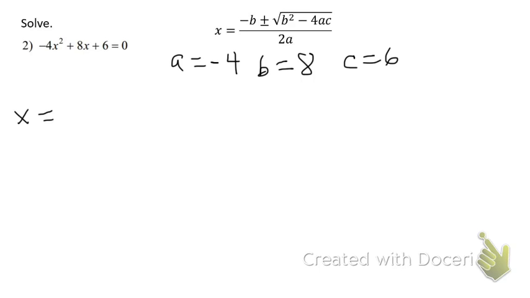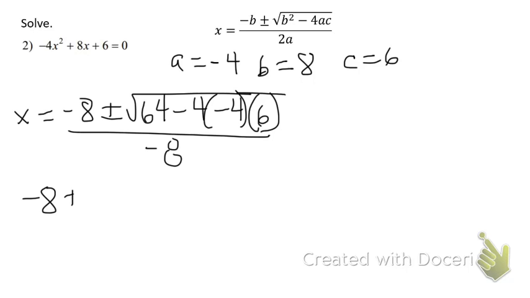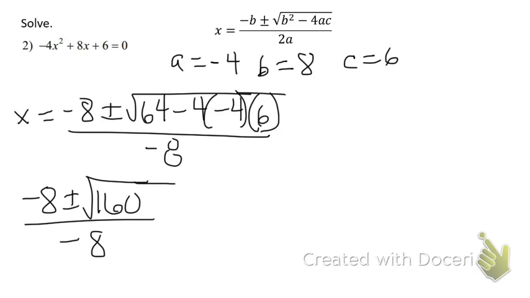So x equals -b plus or minus the square root of b squared minus 4 times a times c all over 2a. So putting everything under the radical into my calculator, I get 64 minus 4 times -4 and times 6, which is 160, all over -8. And again, you would have had smaller numbers if we had simplified the equation to begin with.